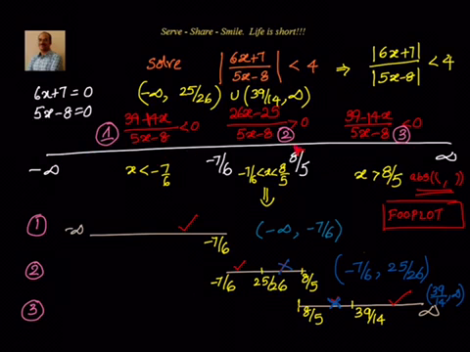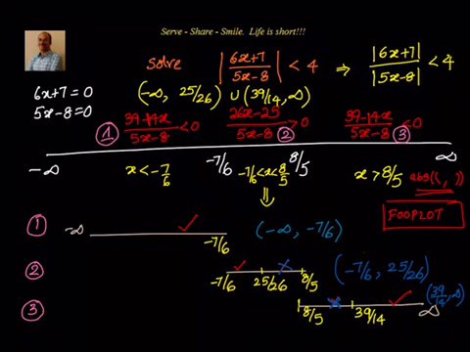To understand that, we have divided the number line into three parts. One is x less than minus 7 by 6: on the left side, numerator is negative, denominator negative. Then minus 7 by 6 to 8 by 5: numerator is positive, denominator is negative. When I go to the third, where x is greater than 8 by 5, both of them are positive.